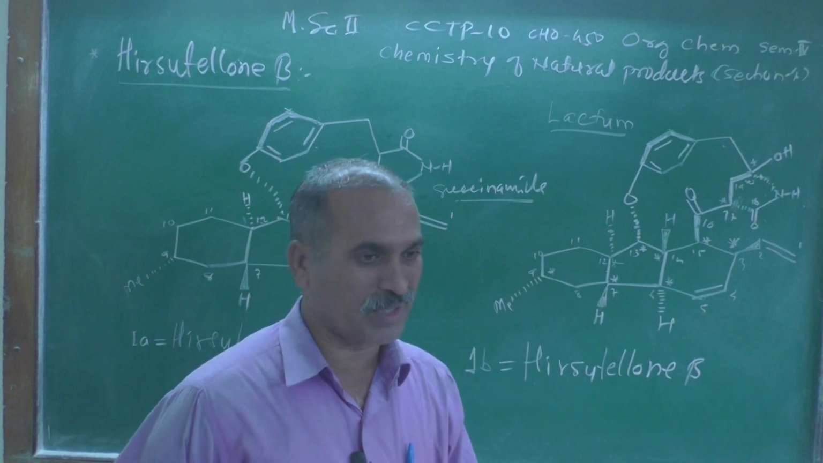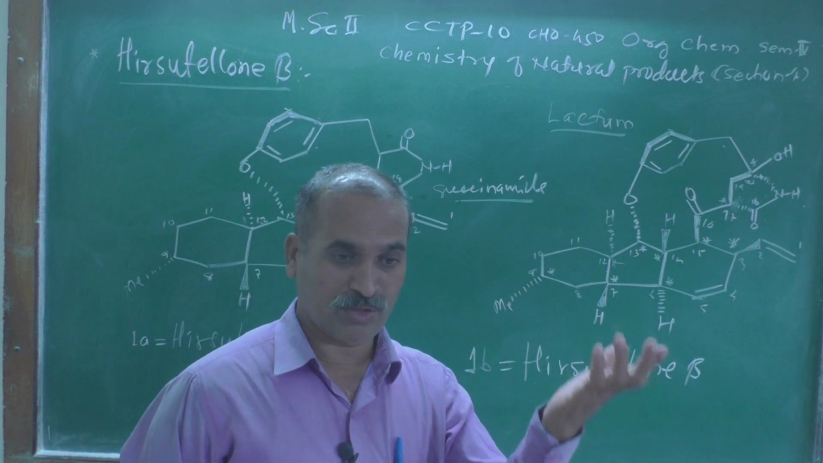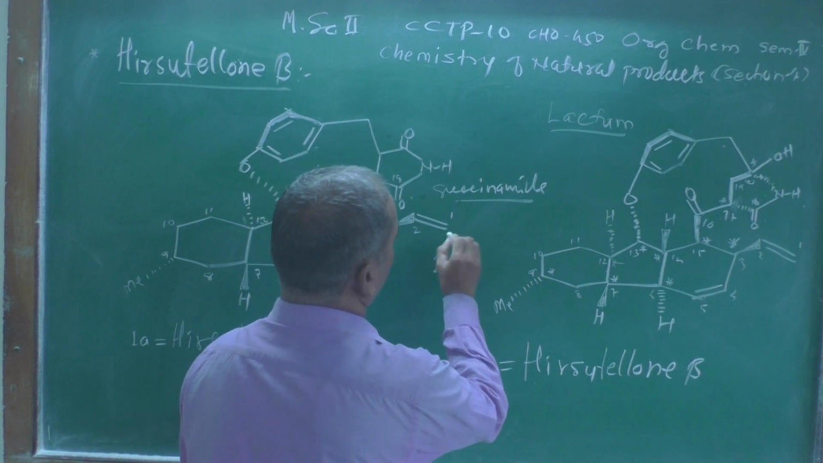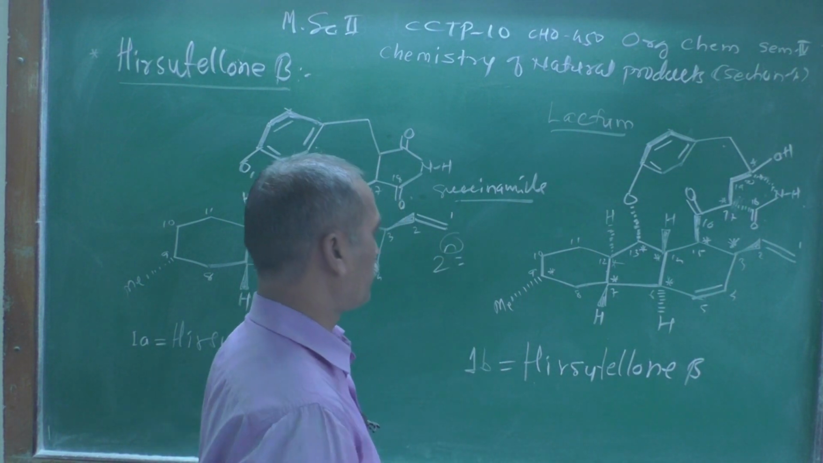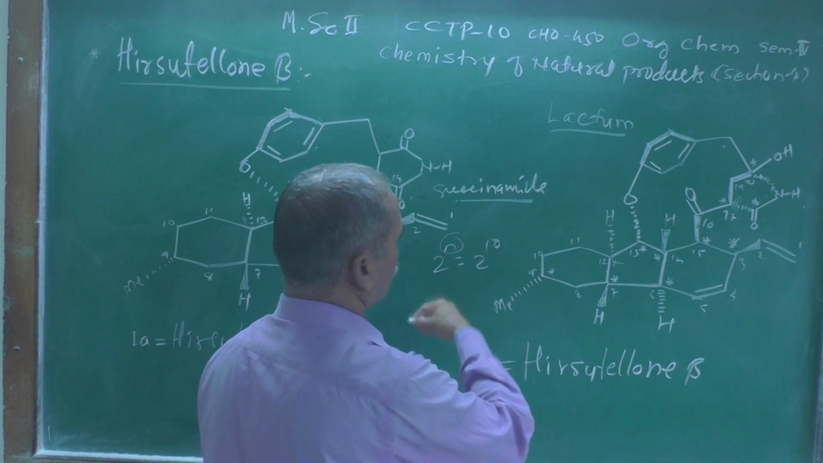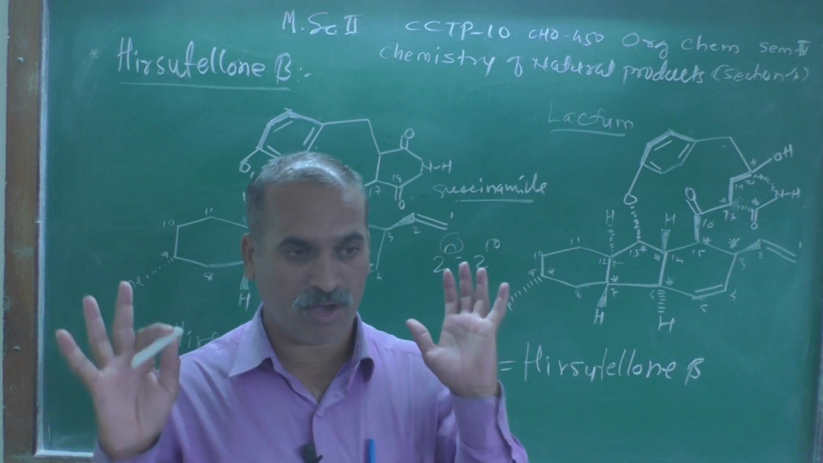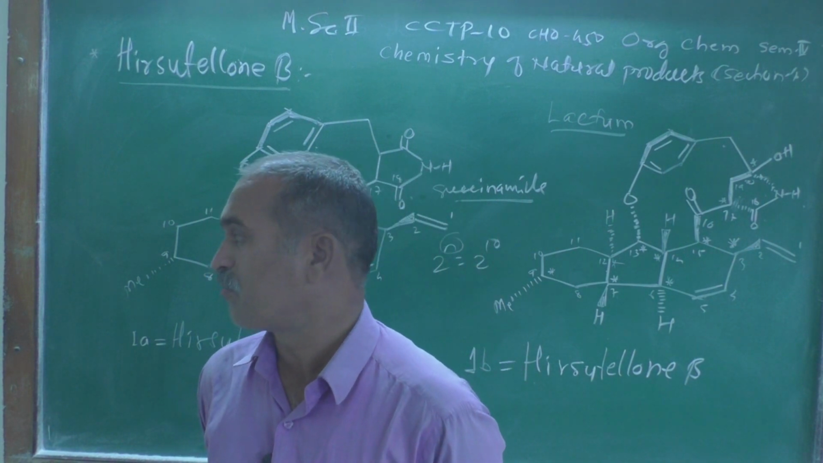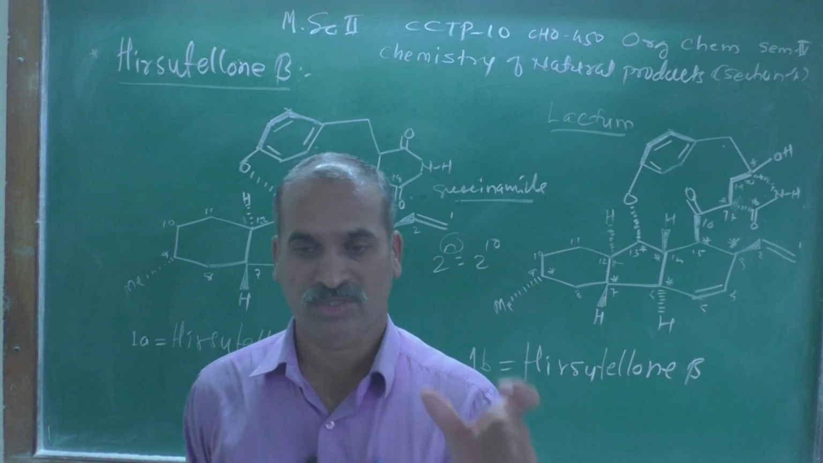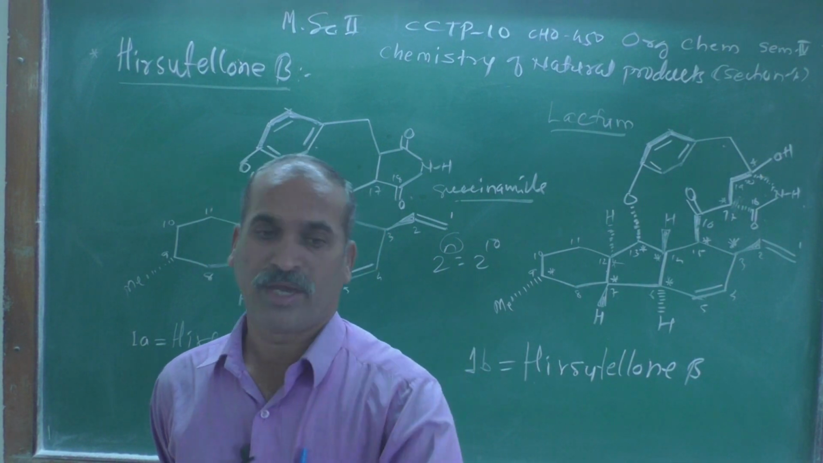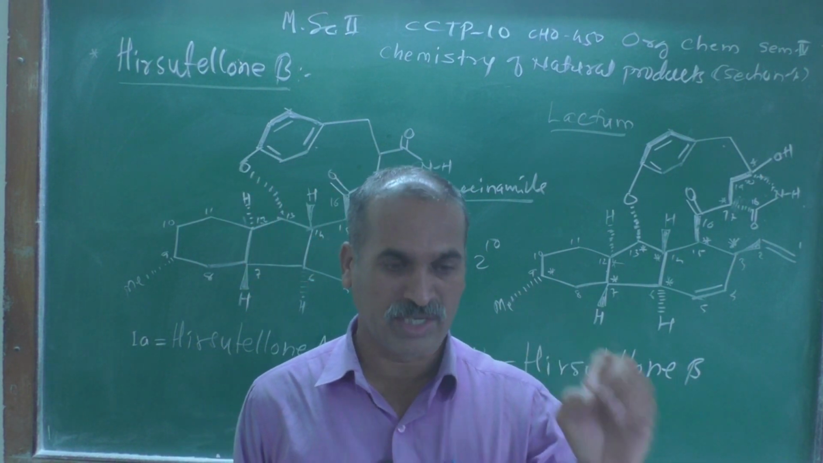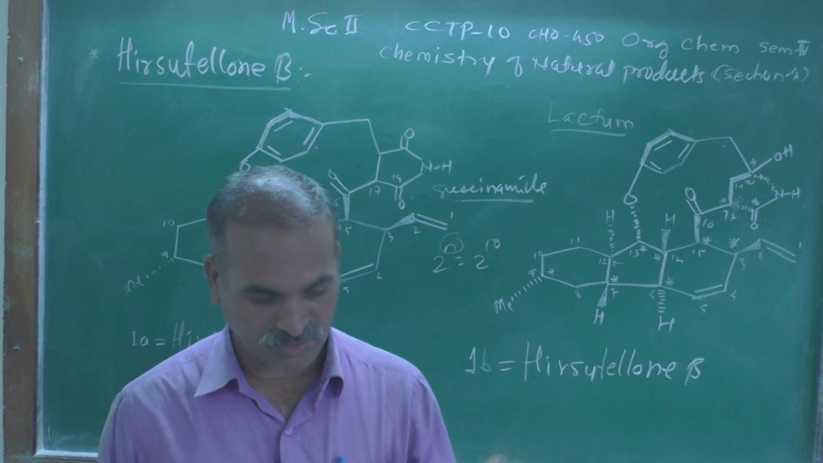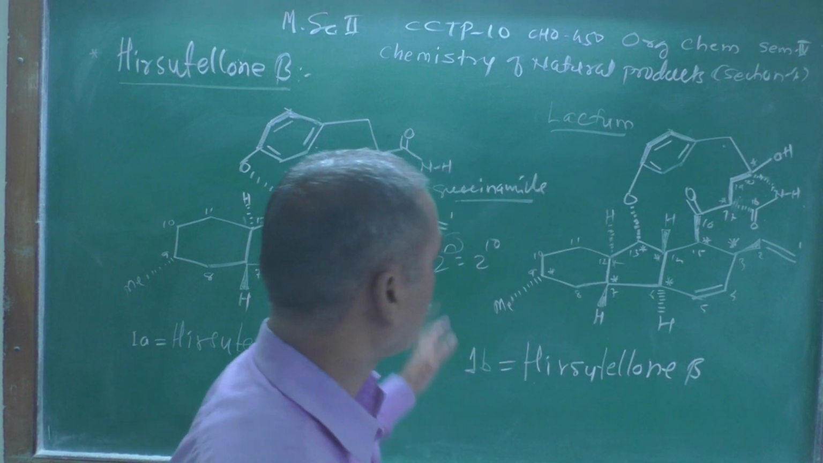But here there are multiple chiral centers, so how many isomers are possible? According to the Le Bel-van't Hoff rule, 2 raised to n, where n is the number of chiral centers. So 2 raised to 10 gives the number of isomers, and out of those isomers only one exhibits or shows the medicinal property, and that's why we are studying this compound.